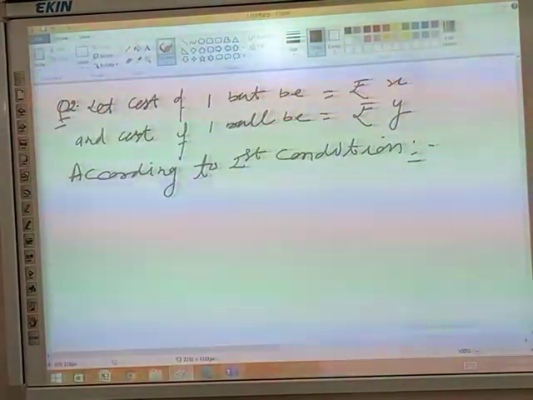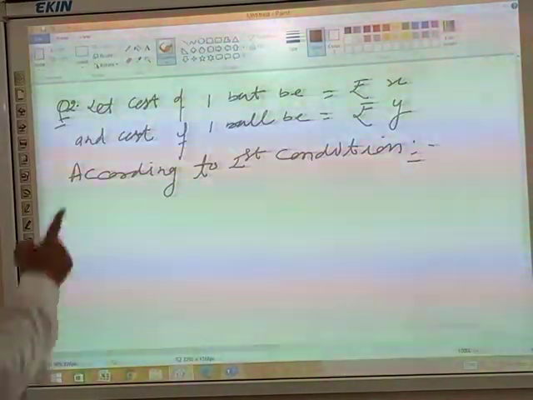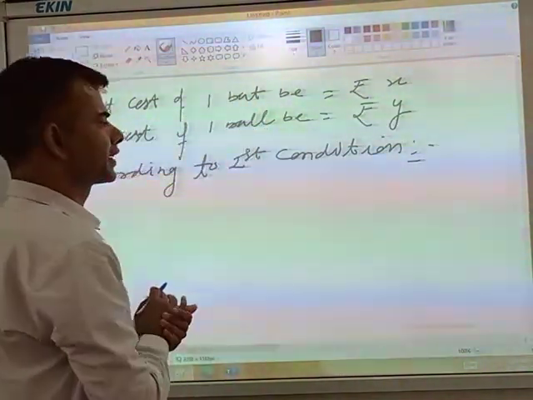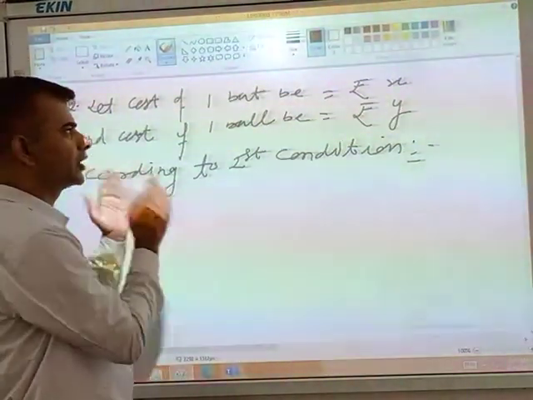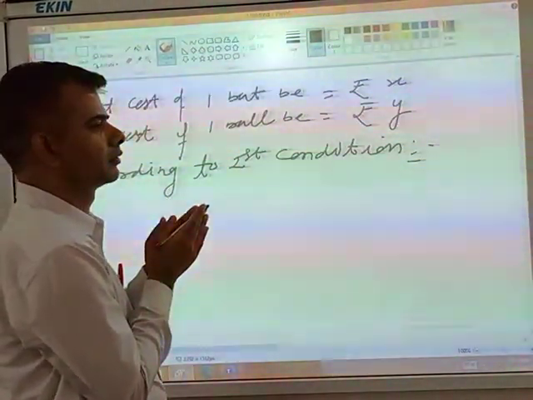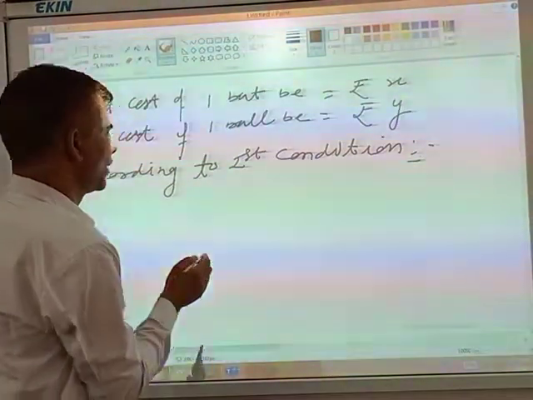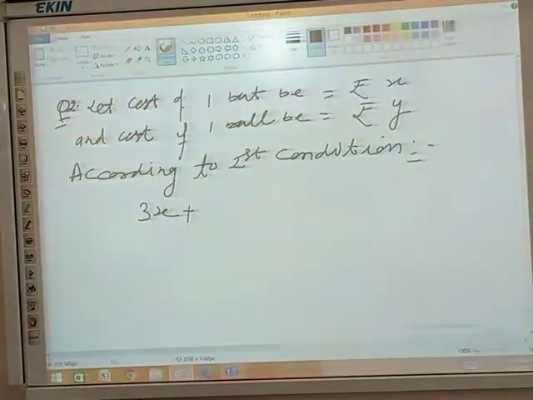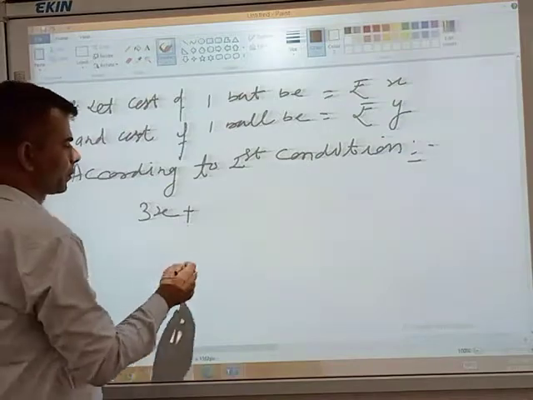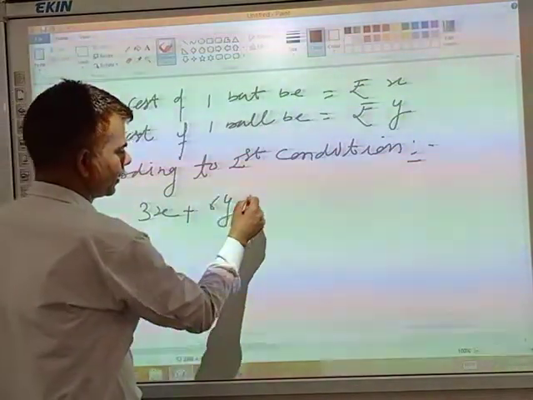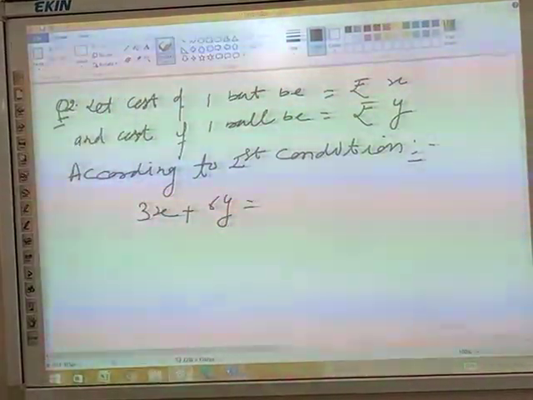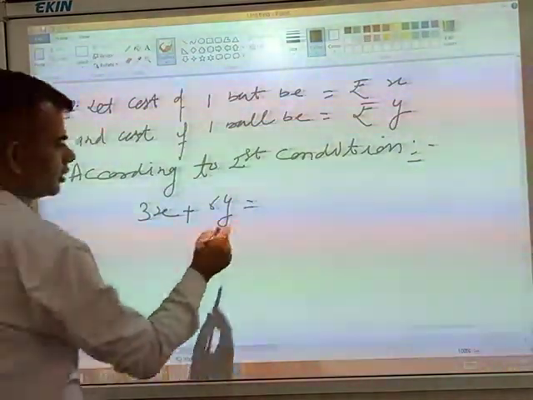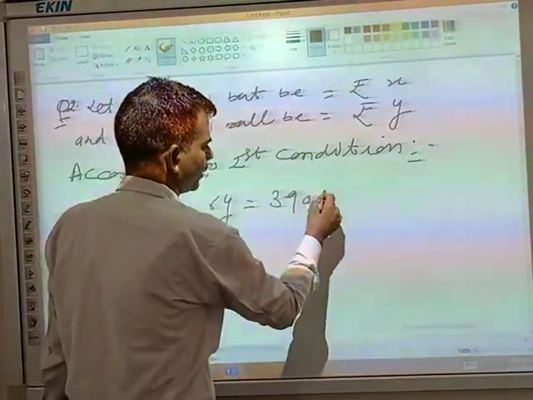Students, the coach of a cricket team buys 3 bats. Cost of 1 bat is rupees x. What is the cost of 3 bats? Rupees 3x. Cost of 1 ball is rupees y, and the cost of 6 balls is 6y. The total cost is 3900. Equation first.